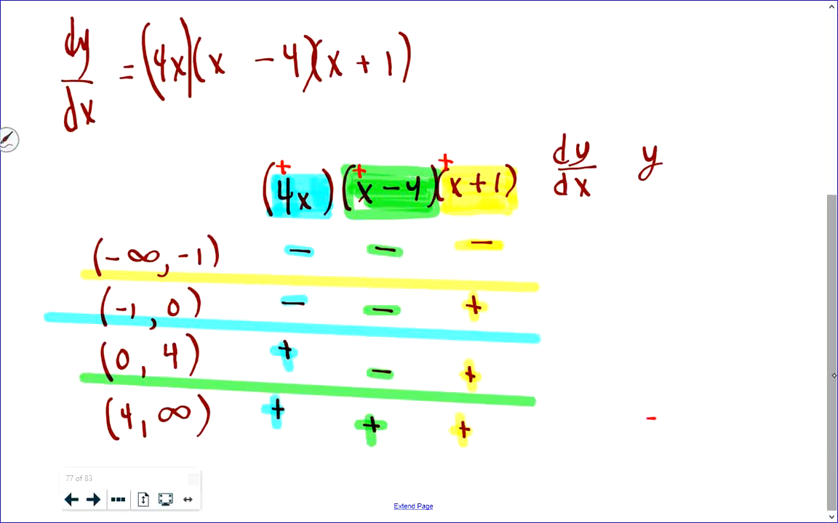All right, so what is dy dx? dy dx, negative times negative times negative is negative. I like to circle the dy dx's to separate them from the other stuff. Then negative times negative is positive, times another positive is positive. This one is negative, and this one is positive. So y is decreasing, then increasing, then decreasing, then increasing.